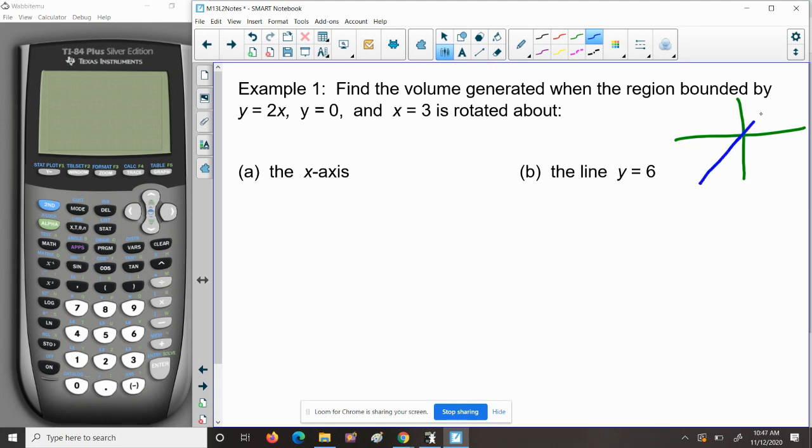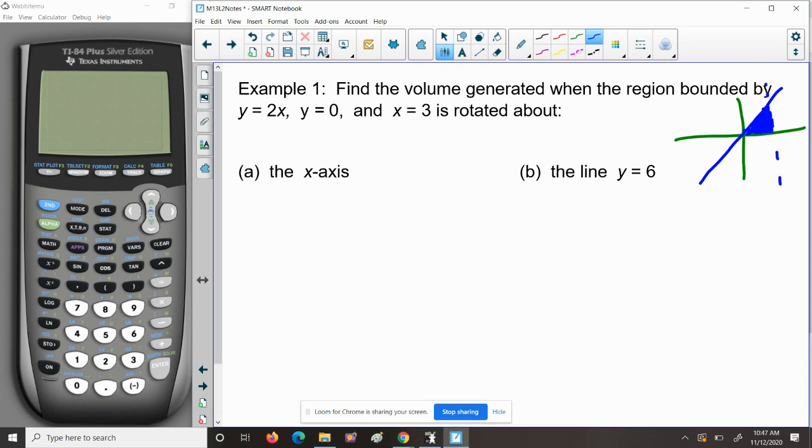So y equals 2x, we have a linear function. It goes through the origin, has a slope of 2. Y equals 0 is the x-axis, and x equals 3. So this is the region we're talking about. This is the region we're talking about rotating.